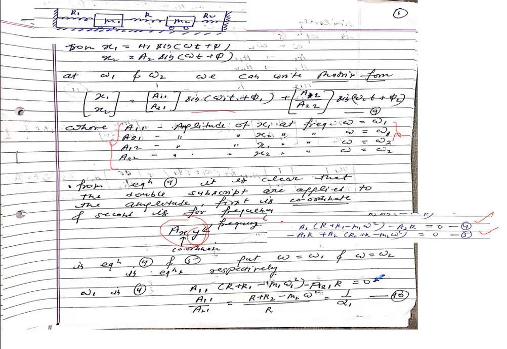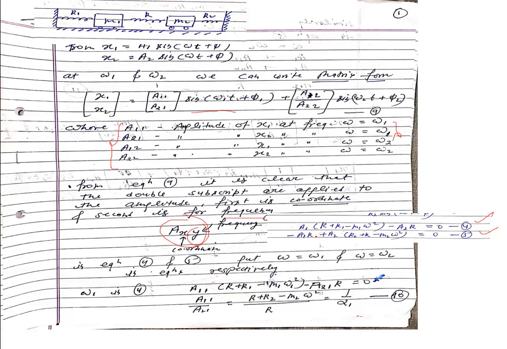Now we are going to put these into equation number 9. From omega 1 in equation number 4, putting the value of omega 1 in equation number 4, we have a11 multiplied by (k plus k1 minus m1 omega 1 squared) minus a21 k equals 0.